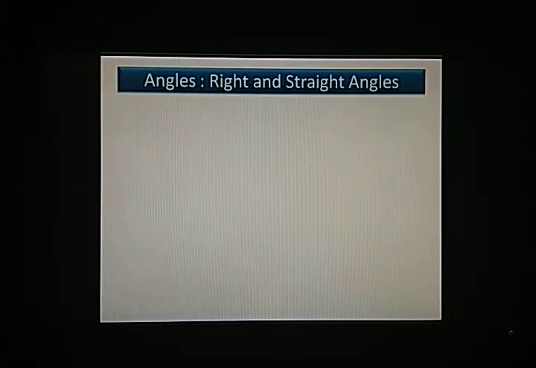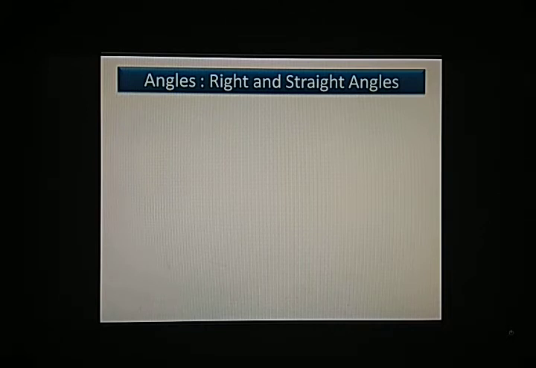Hello everyone. So today we are going to discuss a new topic. Today's topic is somewhat familiar to you all because you have already covered it in your earlier class, that is in class 5. Still, since it is in your course, we'll be discussing it again. Today's topic is angles, right angles and straight angles.